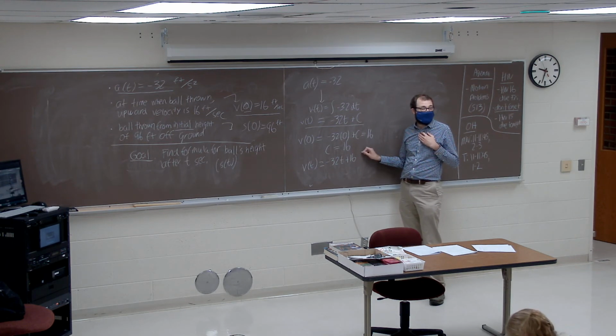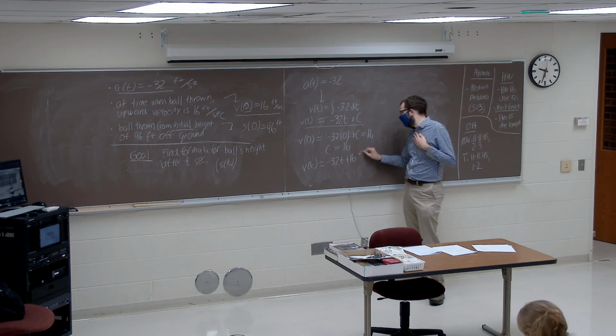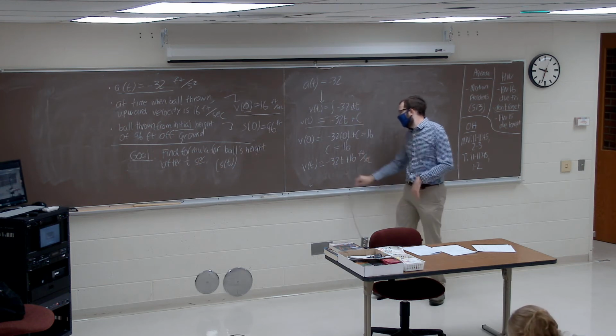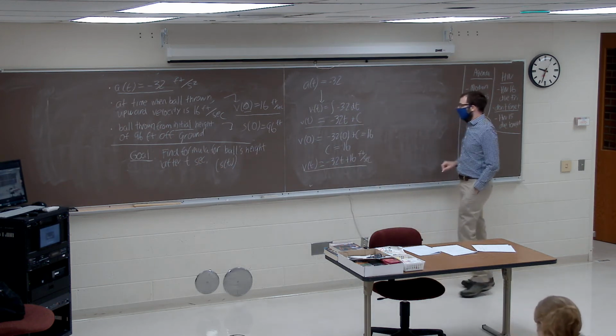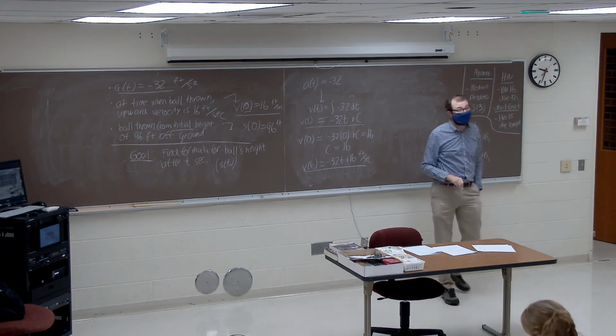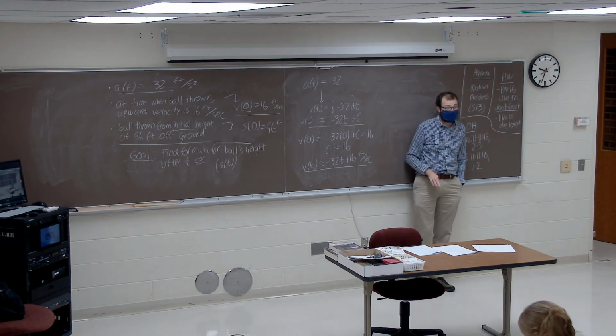What are our units? What's that? I heard someone whisper. Feet per second. Yeah, so v of t is going to come out to negative 32t plus 16 feet per second, using these first two pieces of information.